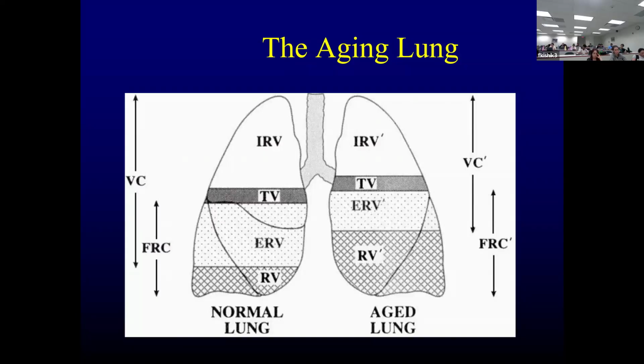As we age, tidal volume is the same. That is the only volume that remains the same. IRV will decrease, ERV will decrease, and it will be compensated by the RV. Your total lung capacity starts to go down a little bit, but your tidal volume remains the same. So we know the effect of aging on the lungs, yes?